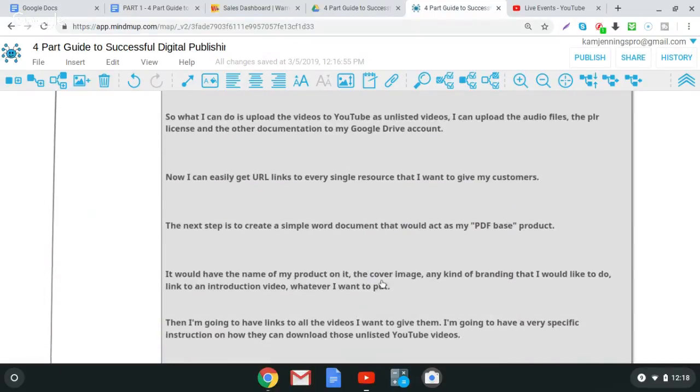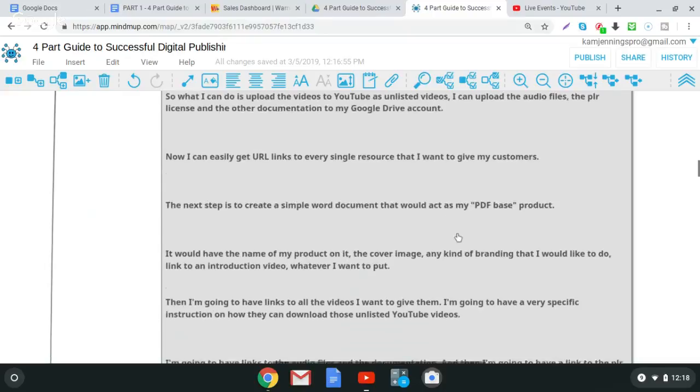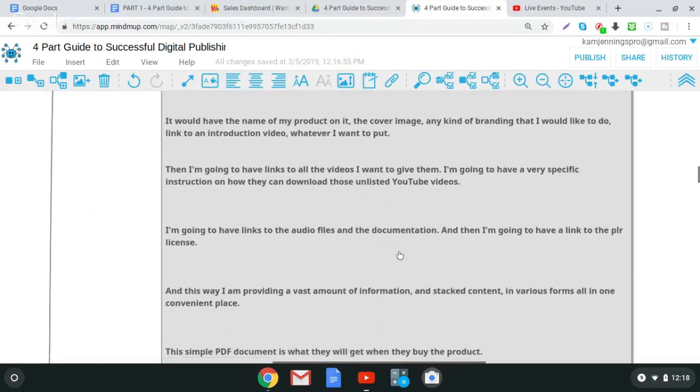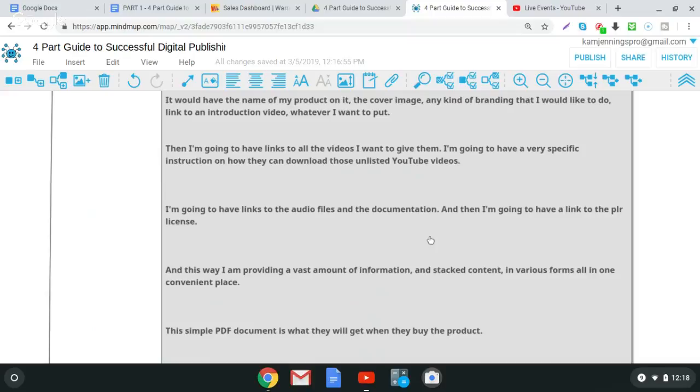The next step is to create a simple Word document that would act as my PDF-based product. It would have the name of my product on it, the cover image, any kind of branding that I would like to do, links to an introduction video, whatever I want to put. But then I'm going to have links to all the videos I want to give them. I'm going to have a very specific instruction on how they can download those unlisted YouTube videos. I'm going to have links to the audio files and the documentation, and then I'm going to have a link to the PLR license. And all that's going to be right there on that PDF file.